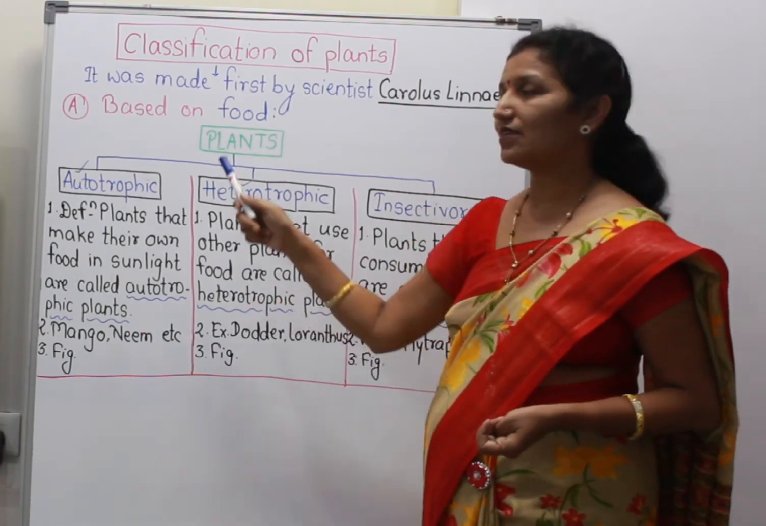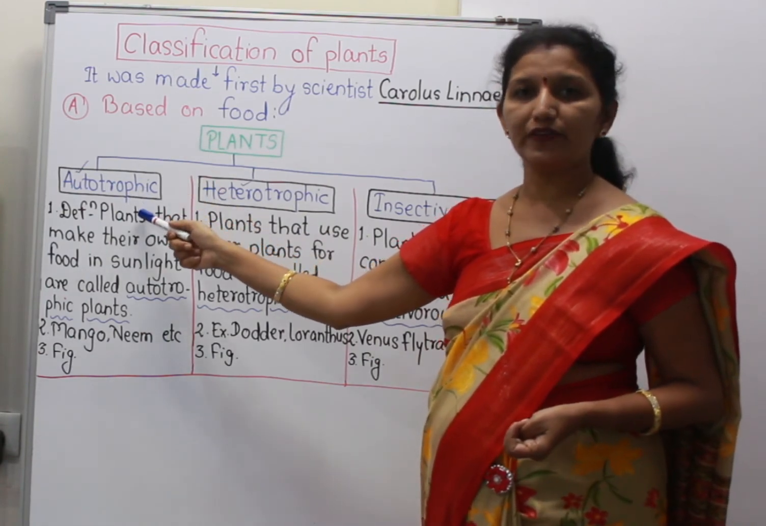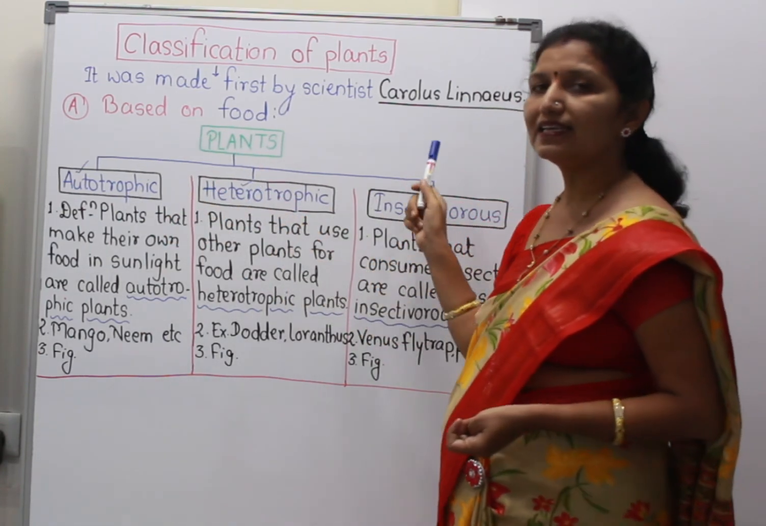In this way, depending upon their food, they are classified into autotrophic, heterotrophic and insectivorous.